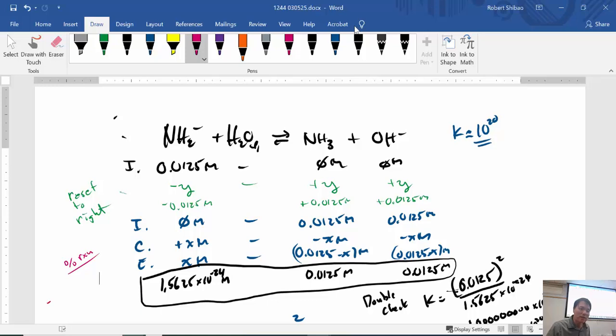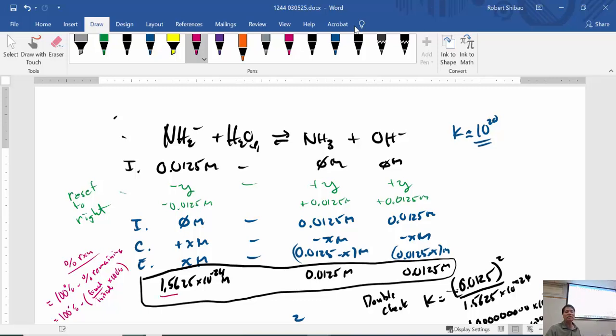The percent reaction is equal to 100% minus the percent remaining. So the percent reaction is the percent lost, and the percent remaining is the percent that is left over. So this is going to be 100%, and the percent remaining is equal to the final amount, that is the equilibrium, over the initial amount times 100%.